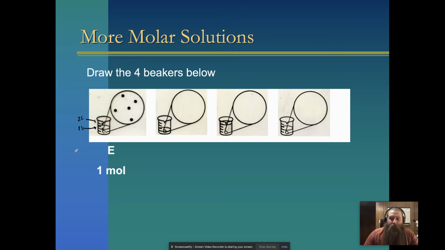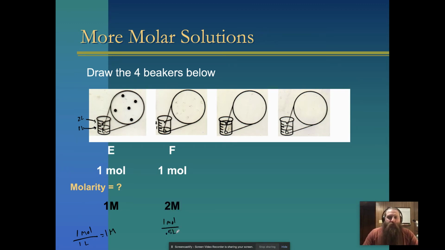So we'll do the first one together. What's the molarity here? Well, I have 1 mole of solute, and our water line is at 1 liter. So 1 mole divided by 1 liter is a 1 molar solution. All right, we're going to do 1 mole again, but notice the volume has changed. So this line is still 1 liter. That's still 2. So we're at half that. So we have 1 mole divided by 0.5 liters is going to be our molarity. So that's going to be 2 molar.